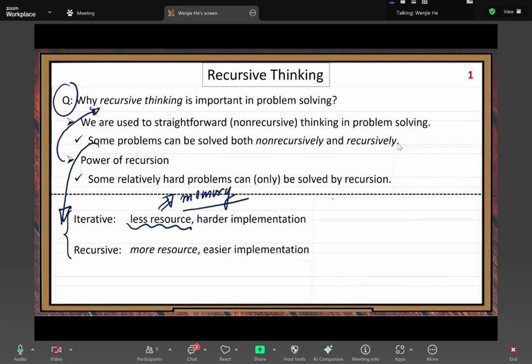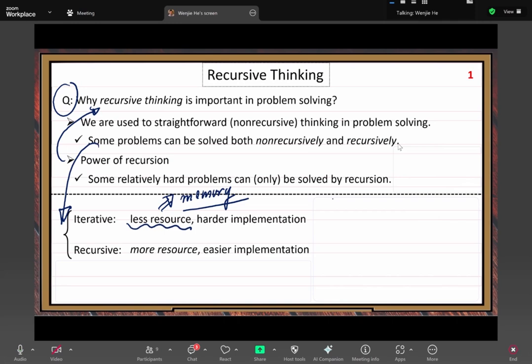Now let me explain why more resource. Because the resource part, we cannot see it. It happens behind the scene. Here I want to explain the internal implementation inside computer memory. How does a high-level programming language implement recursion? A high-level programming language should support recursion first, right?